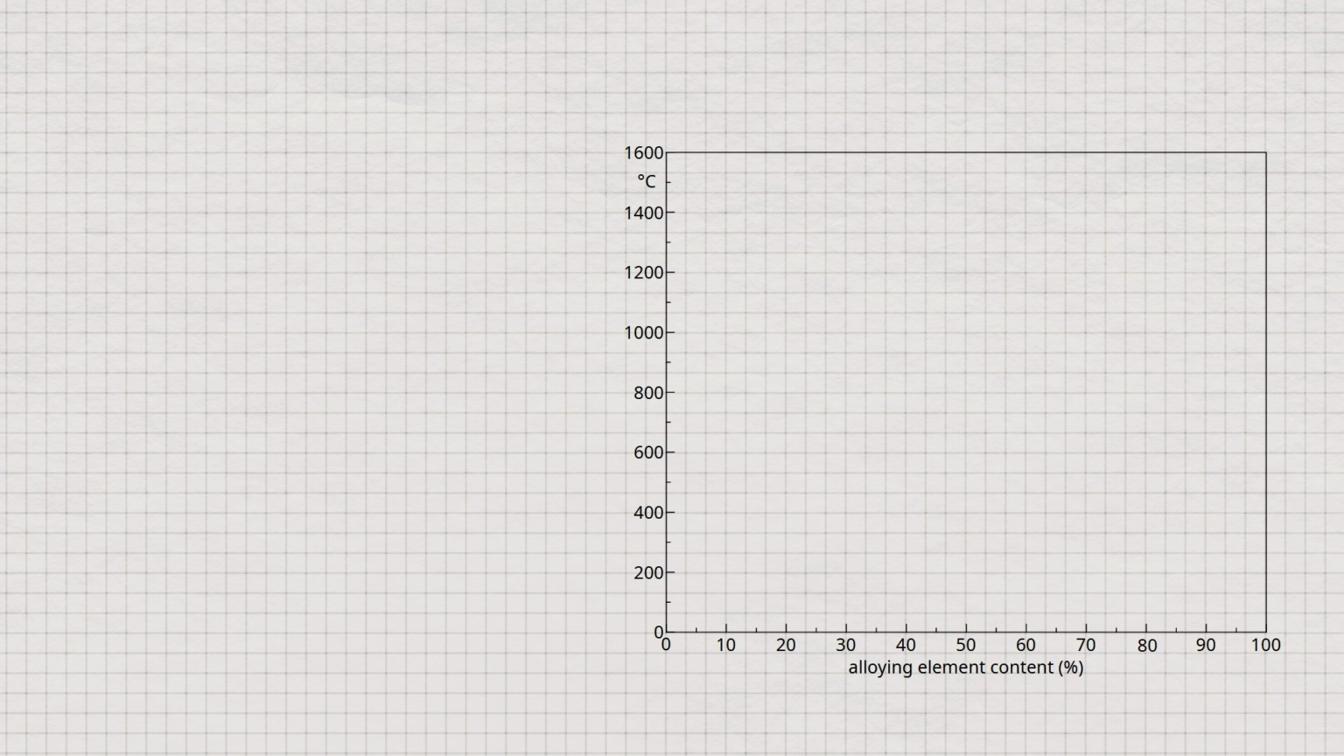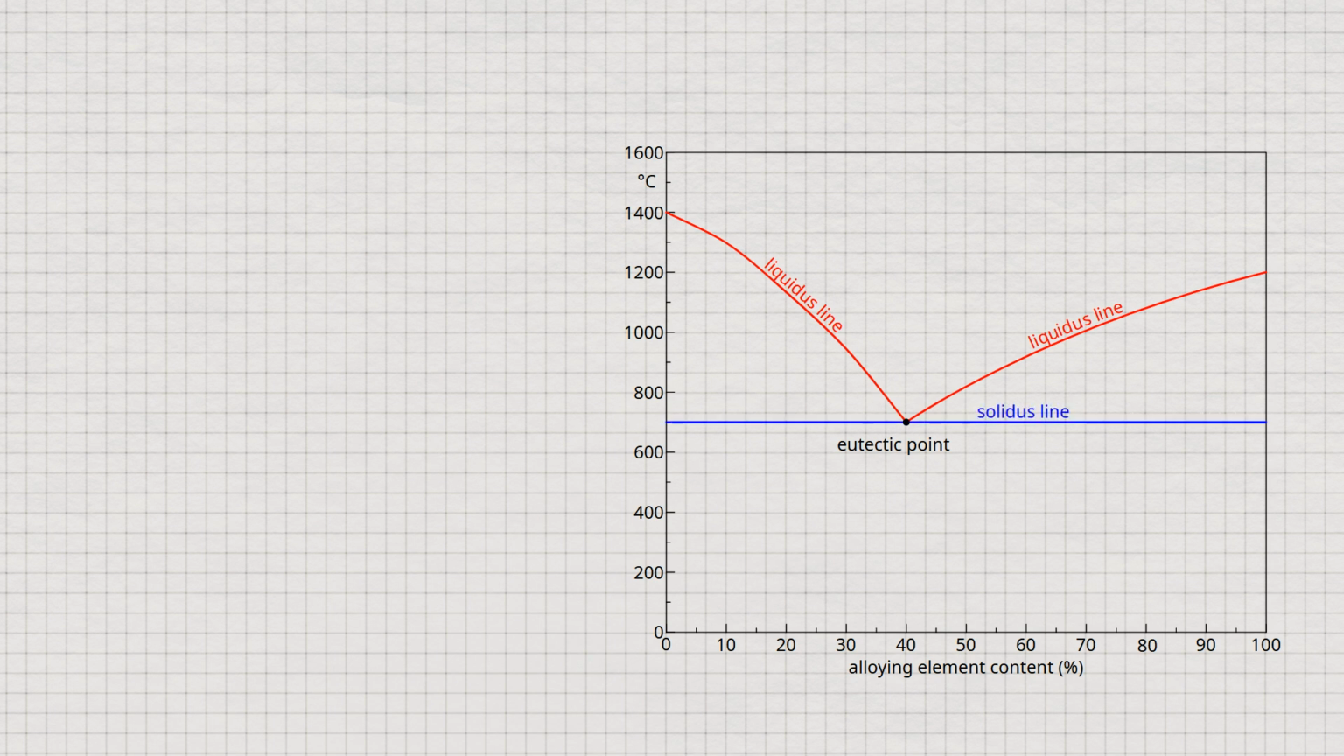Let us first look at the typical phase diagram of an alloy system where the components are completely insoluble. Starting from the pure materials, the liquidus lines gradually descend and meet at what is known as the eutectic point. These lines mark the start of solidification of the alloy system. Solidification ends at the horizontal solidus line.